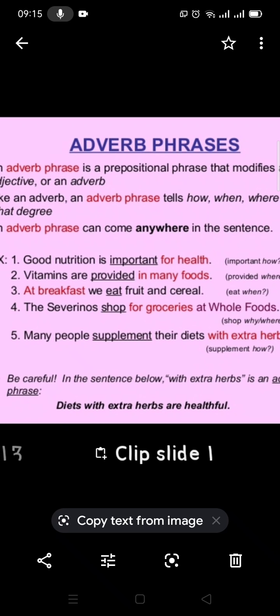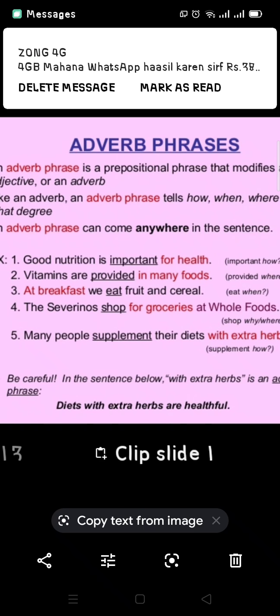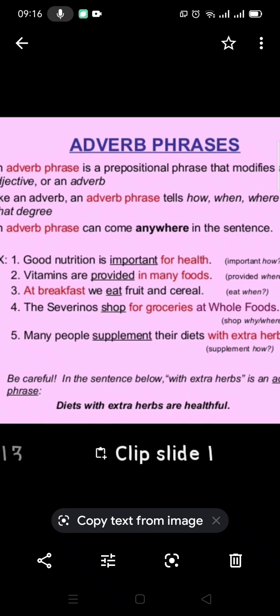Then, vitamins are provided in many foods. "In many foods" in the sentence is also an adverb phrase, because it is answering the question where the vitamins are provided. Similarly, the next sentence: at breakfast we eat fruit and cereal. The question arises here: when do we eat fruit and cereal? The answer is at breakfast. So "at breakfast" will be called an adverb phrase.